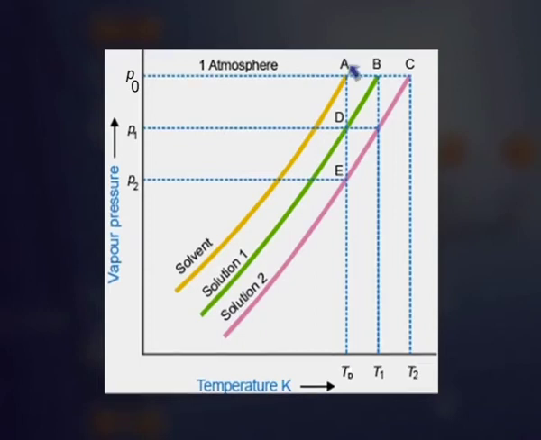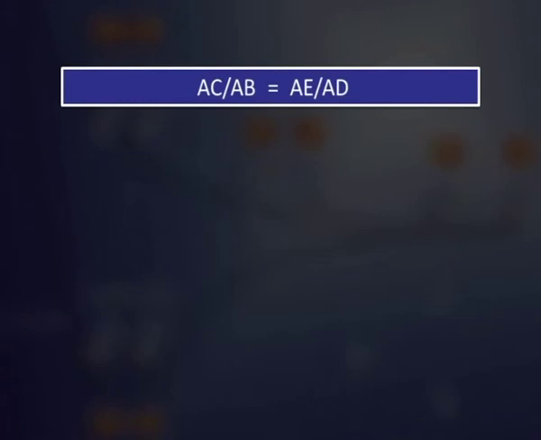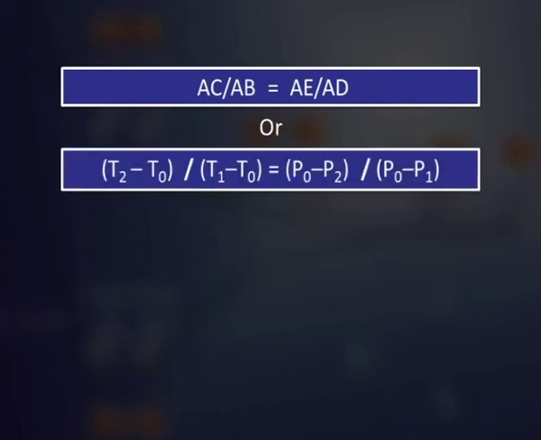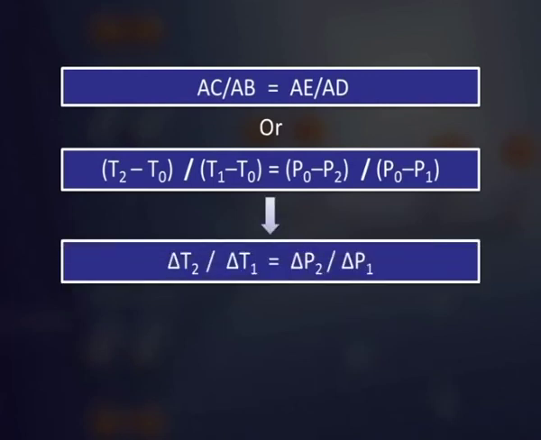Assuming that the solutions are very dilute, these curves can be taken to be straight lines near the boiling point. Hence, triangle ACE and triangle ABD are similar. Therefore, AC upon AB will be equal to AE upon AD. These are the properties of similar triangles. Hence, T2 minus T0 upon T1 minus T0 will be equal to P naught minus P2 upon P naught minus P1. Now, T2 minus T naught is the increase in boiling point for the second solution, and T1 minus T naught is the increase in boiling point for the first solution. Hence, it can be taken as delta T2 upon delta T1, meaning elevation in boiling point for the second solution upon elevation in boiling point for the first solution.